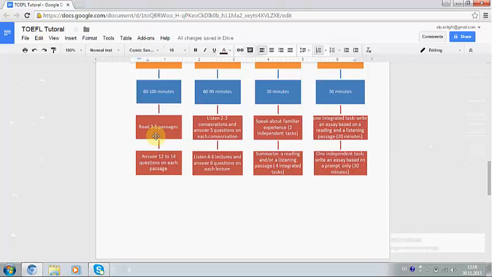Okay. Now if you go to the listening section, 4 or 6 lectures and 2 or 3 conversations. The conversations are mostly about campus situations and stuff, and the lectures are mostly about science. So here you should polish your listening skills and some other skills that you need to succeed in this part too.